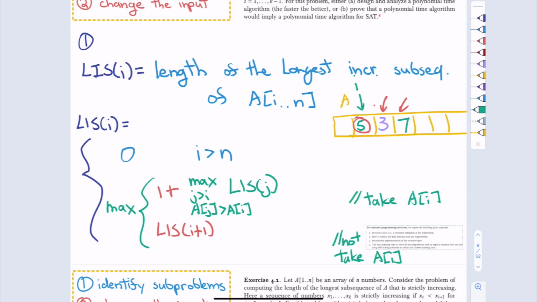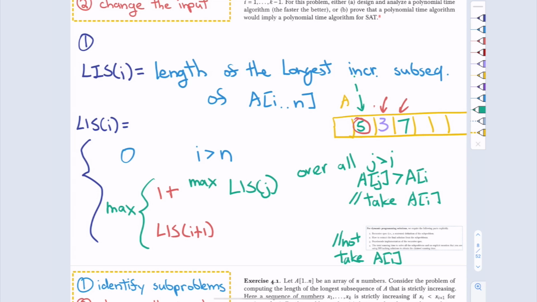Let me write it differently. The maximum of LIS J over all indices J that are after I, so later in the array, where that number was bigger than the one I'm looking at now. Okay, so this might be a choice. That might be a choice, right? So this is one imperfect attempt to try to encode the increasing part.